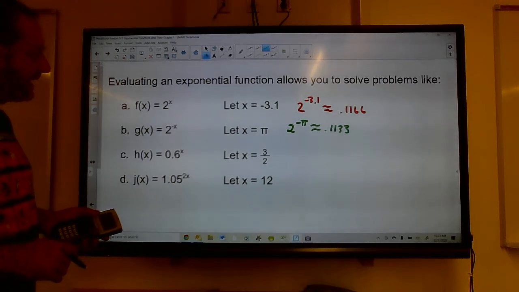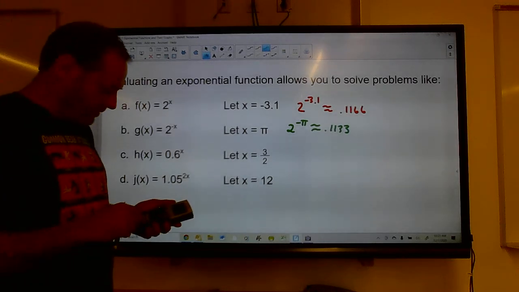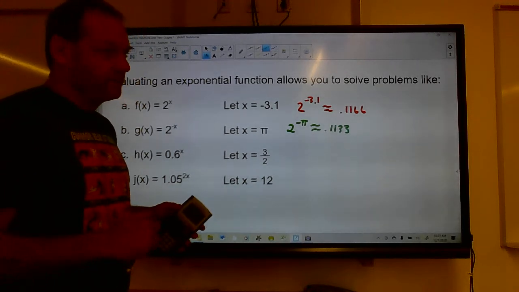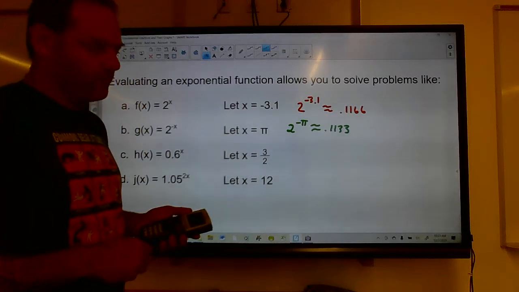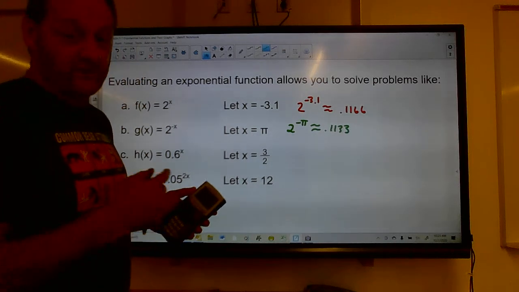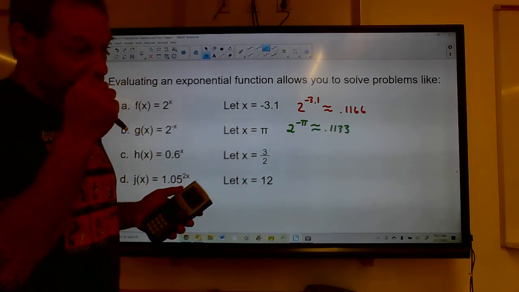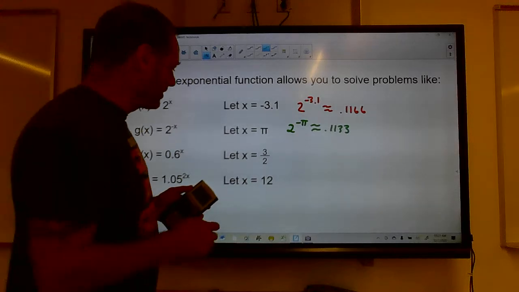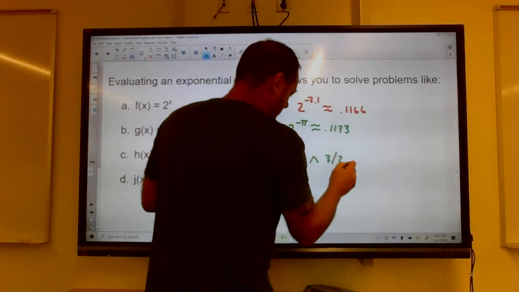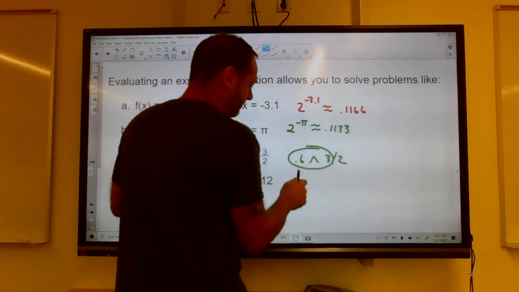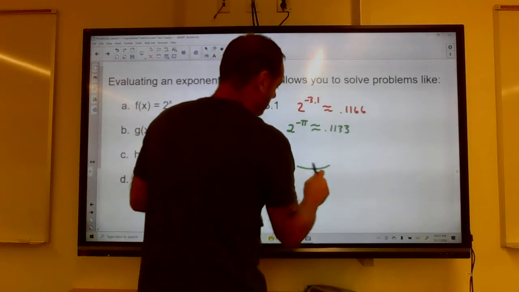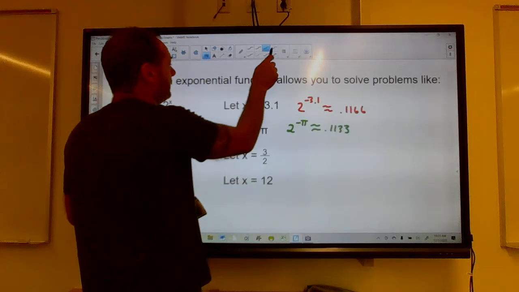0.6 to the 3/2 power. So 0.6, push my power key. Now, with the newer TI-84s, if you just push 3 divided by 2 up here, it'll all stay in the power. You need to pay attention, though, because some of the older calculators, if you just type it in as 0.6 to the 3 divided by 2, what it'll do is 0.6 to the 3rd power, and then take your answer and divide it by 2, and that's not what you want. So be really careful of that.